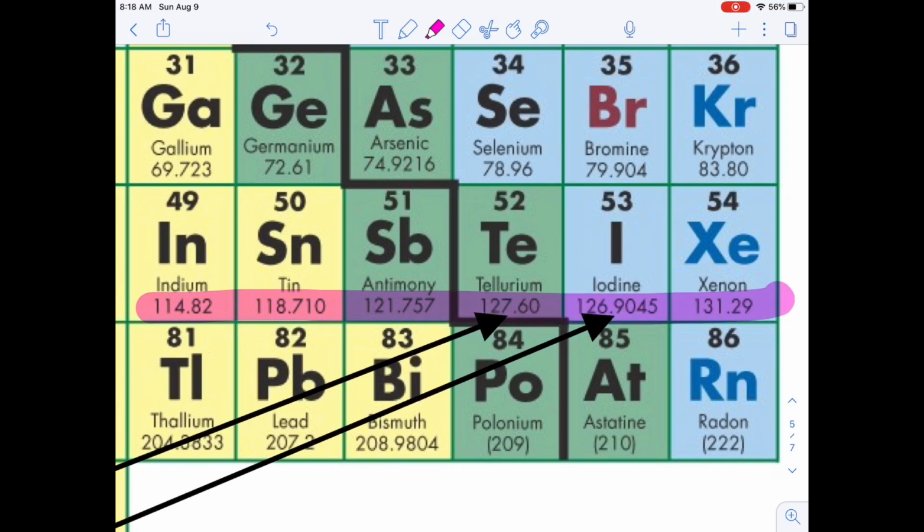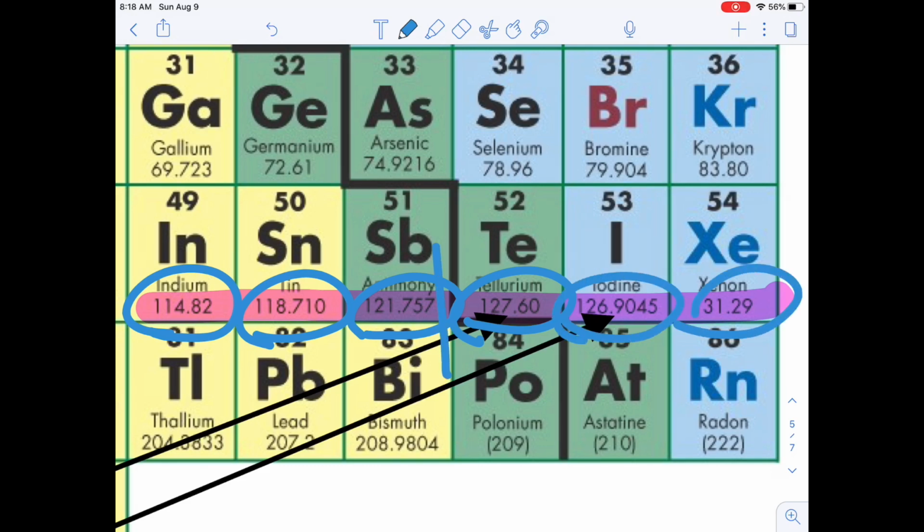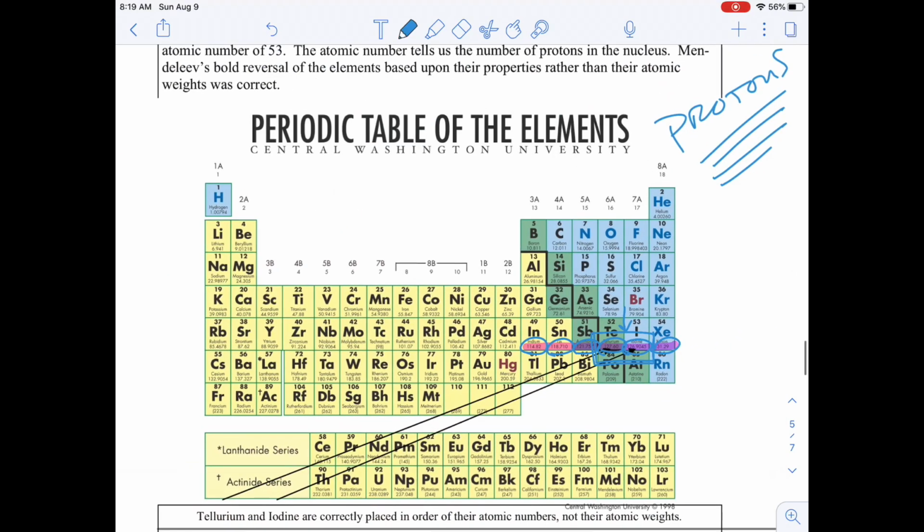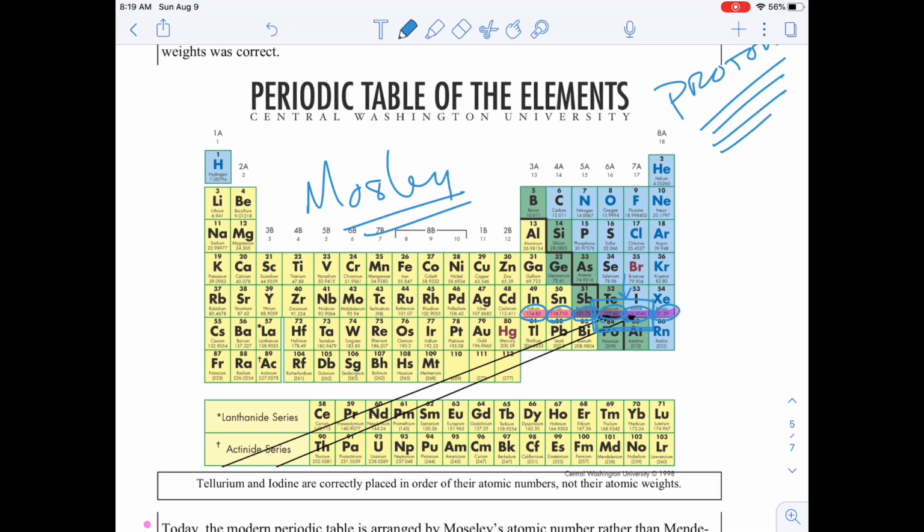most of the elements on the periodic table, if I look, I go from 114 to 118 to 121. I'm increasing. And I go 118, 121, 127, 126, 131. So in this area right here, I actually decrease my atomic mass. And just a reminder, this is Moseley's periodic table, because this is arranged by atomic number, by protons. So there are a couple areas in which the atomic masses break the periodic trend. They usually go up, they went down.